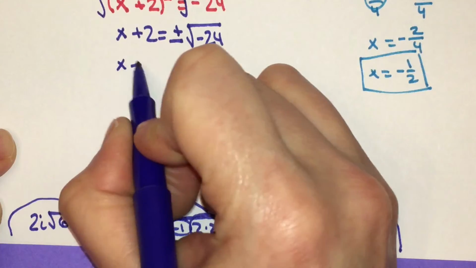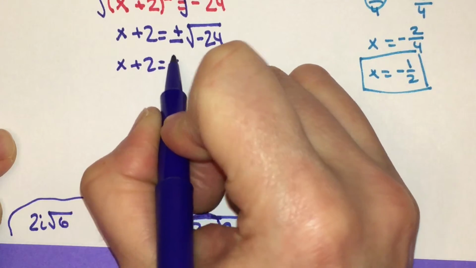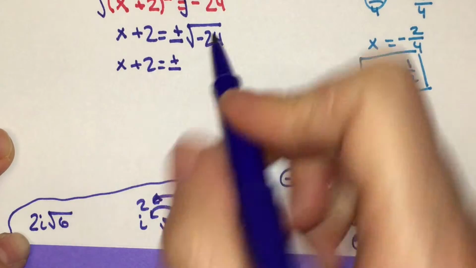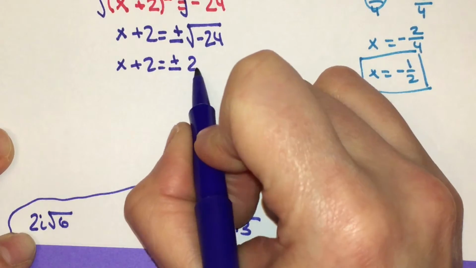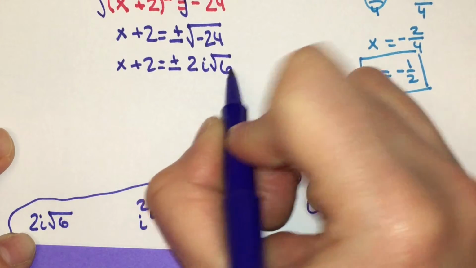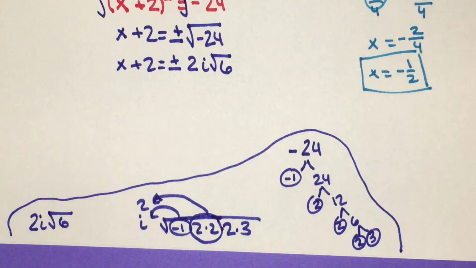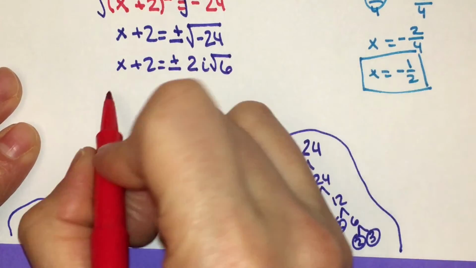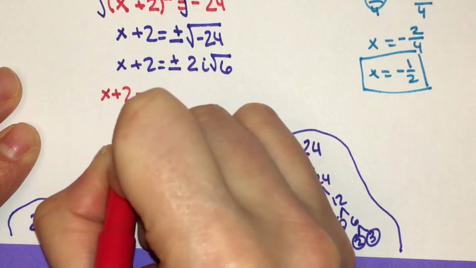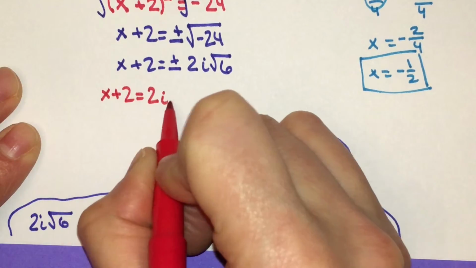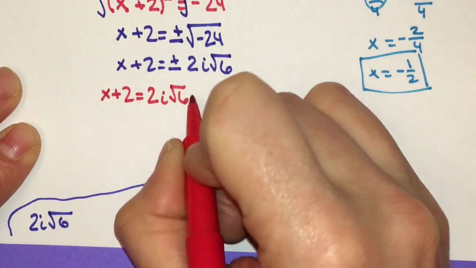So I know that x plus 2 is equal to plus and minus, this part reduced to 2i times the square root of 6. So I have an imaginary number, which is fine. I'm just going to start solving for x. I'm going to have two different cases. x plus 2 equals positive 2i times the square root of 6.